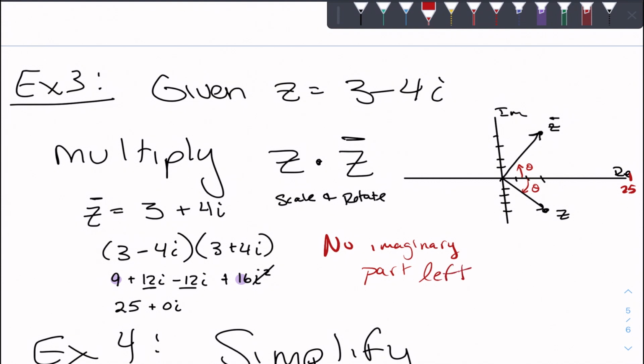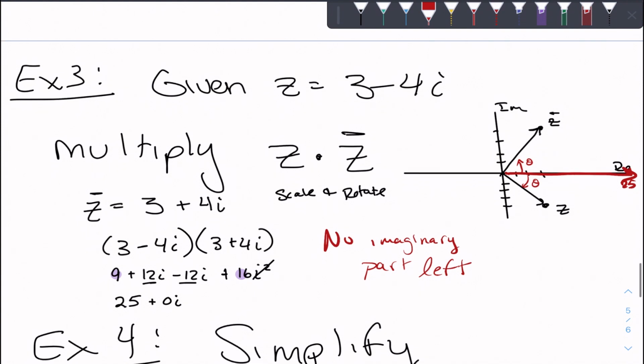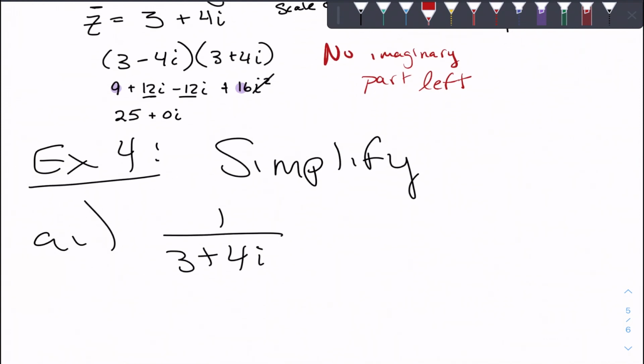When you multiply a complex number and its conjugate, you're only left with real components, which is kind of mind-boggling if we can see it geometrically. It goes out to 25, and it's now on the real axis, which, if you think back to the algebra that we did, is why the imaginary part vanishes.